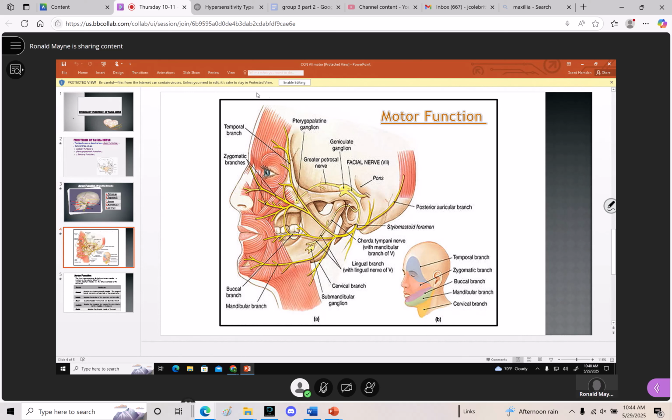Okay, so again, here's a picture showing the motor branches. You can see the muscles they go to. And again, the branching patterns are variable, so what you want to do is just look for where they go. Sometimes it might be difficult to tell whether something is, for instance, a zygomatic branch or a buccal branch. So sometimes you have to make a judgment call.